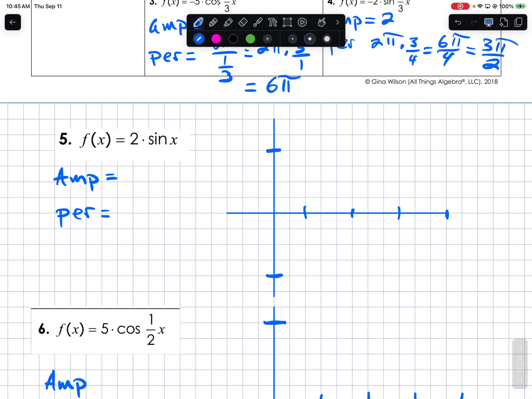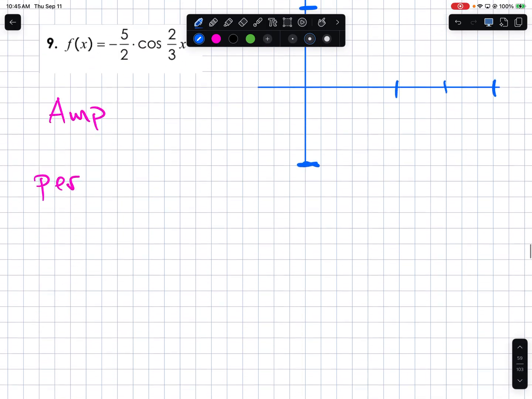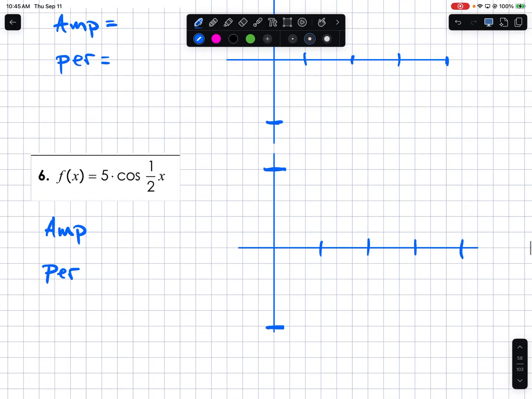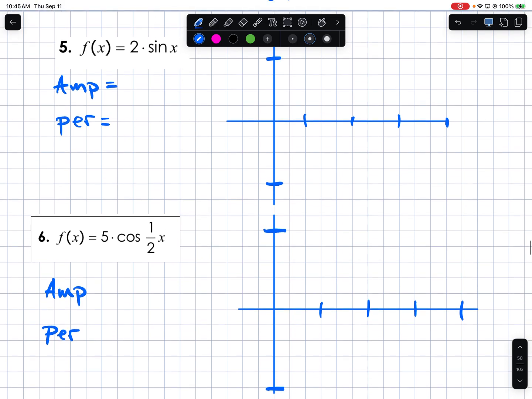What's amplitude on number 5? So, right, I'm taking this graph and instead I'm getting graph paper. Who wants graph paper?